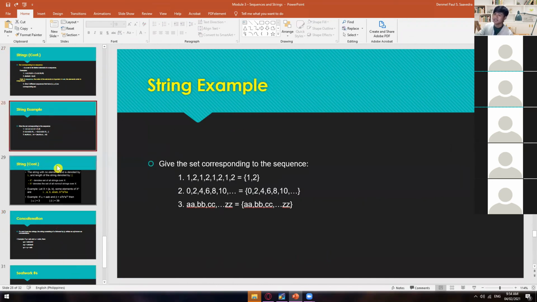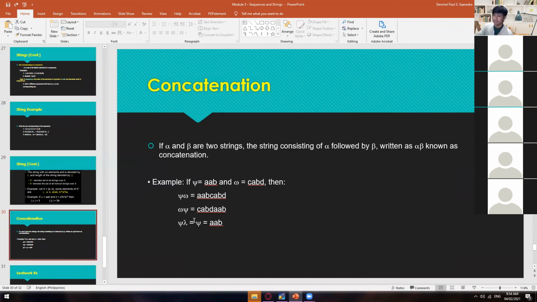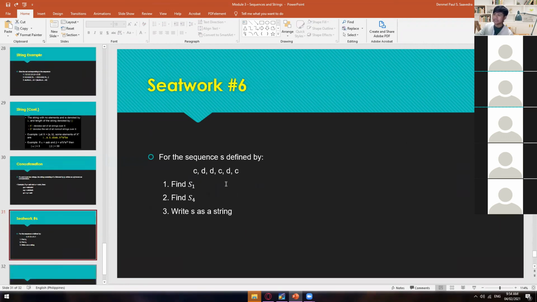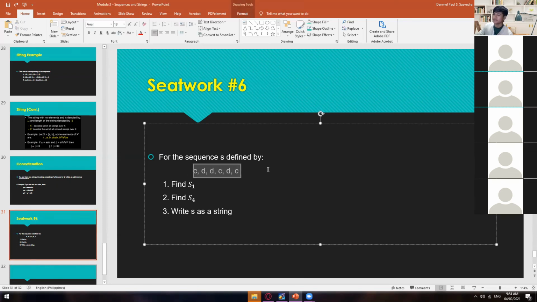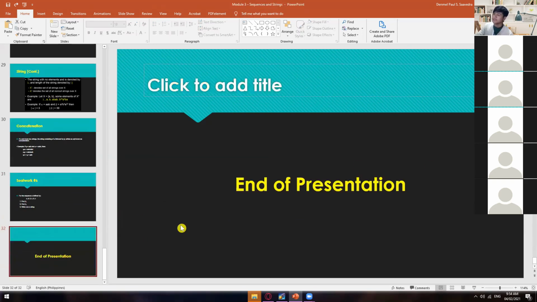Anyway, once you understand those examples and concatenations, you can now proceed and answer the seat break number 6. We have this given sequence. Find s of 1 and s of 4, and write them as a string. Take note, this is just a sequence, so write it using a string format. All right, so that's it for module 3.